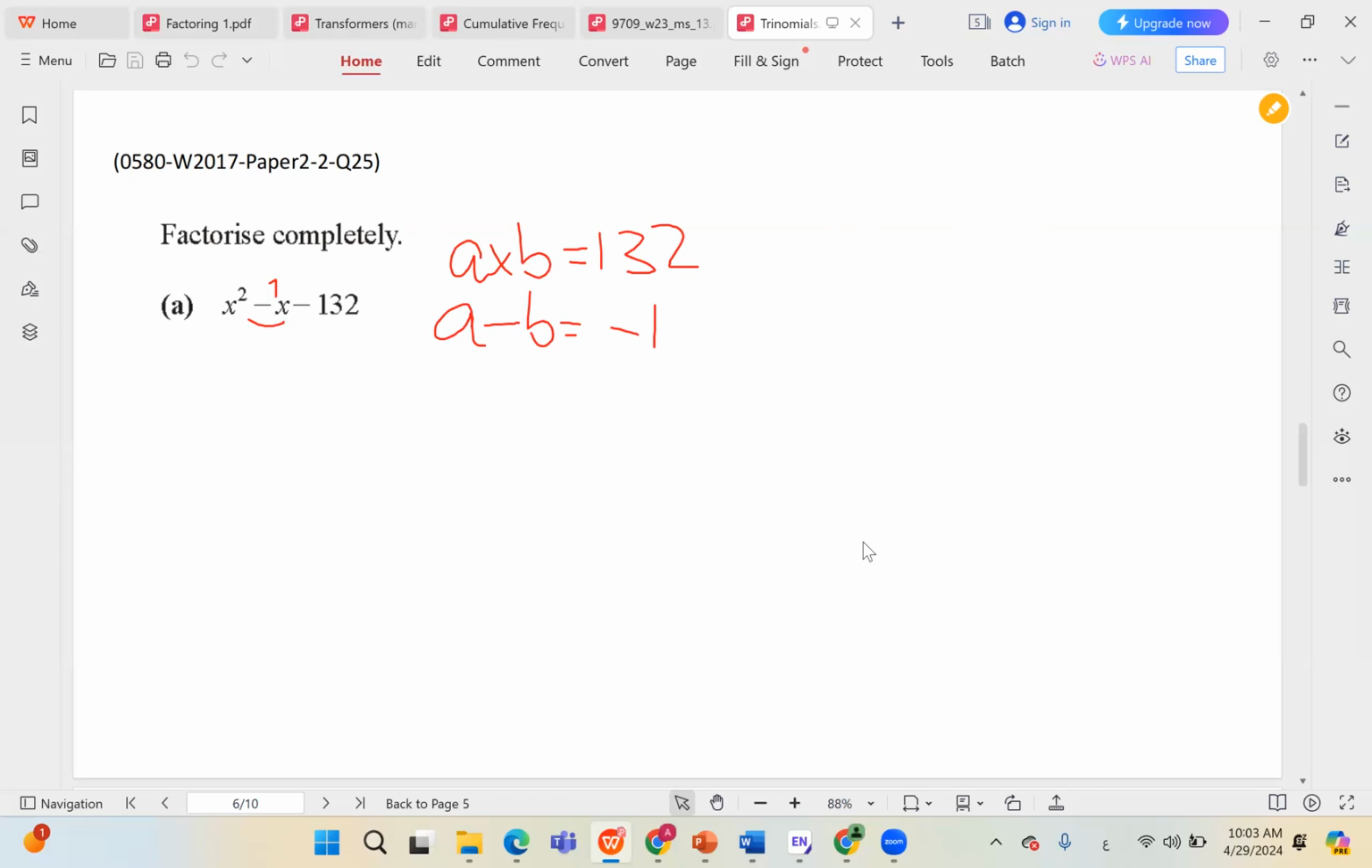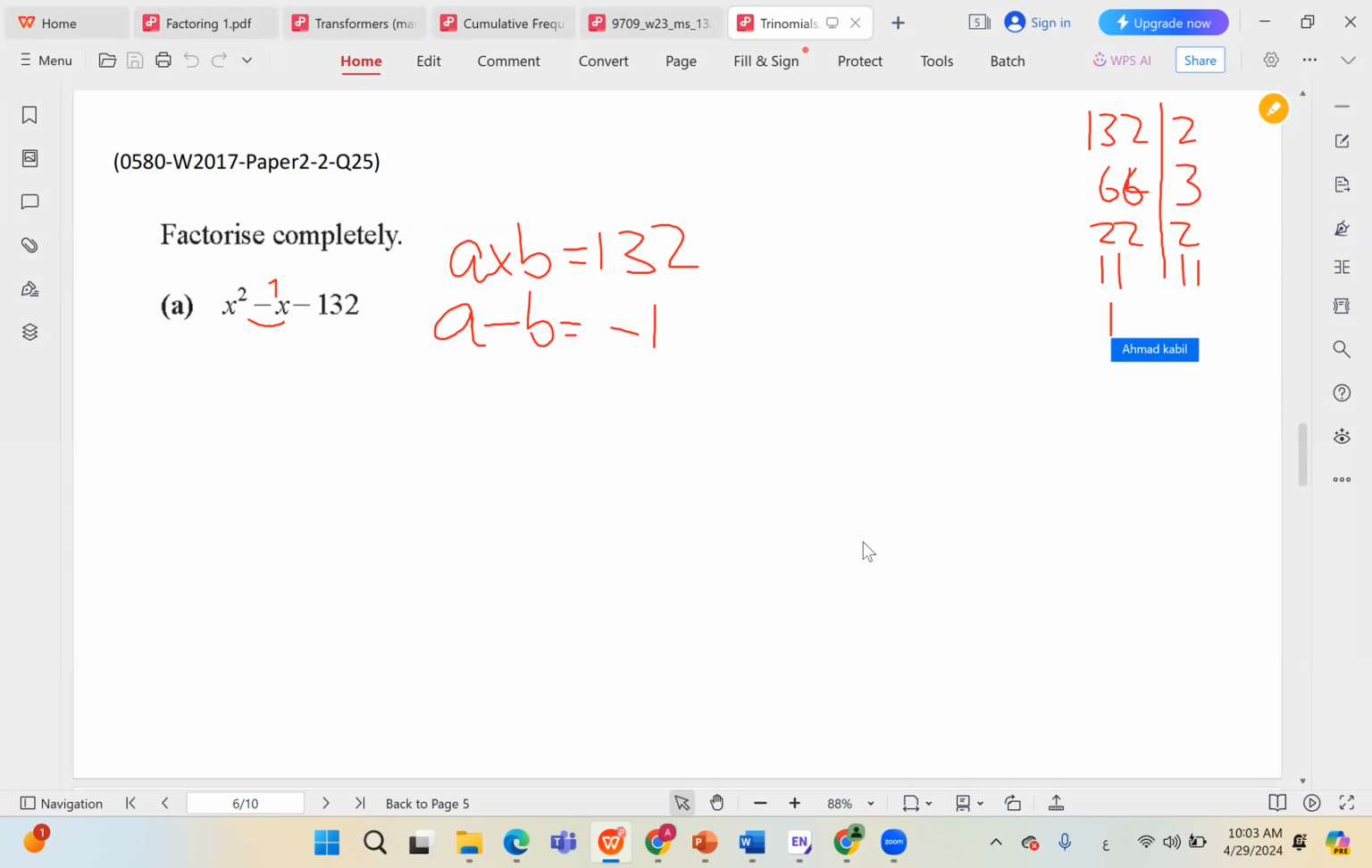So what are the prime factors of 132 first? So if you divide by 2 here, you get 66. If you divide by 3, you get 22. Divide by 2, you get 11. And if you divide by 11, you get 1.